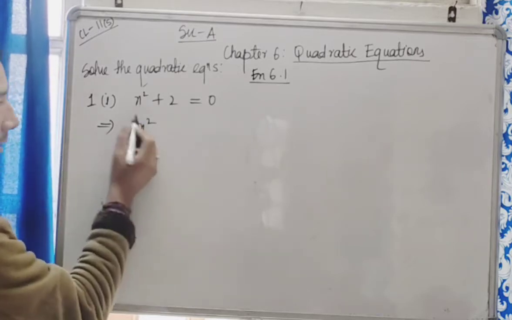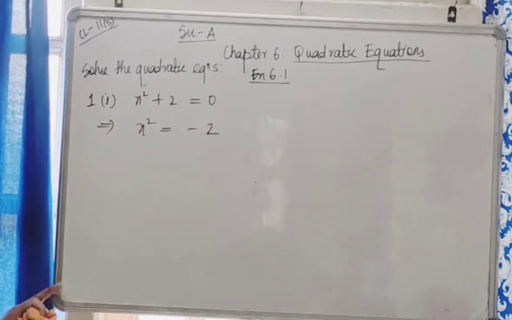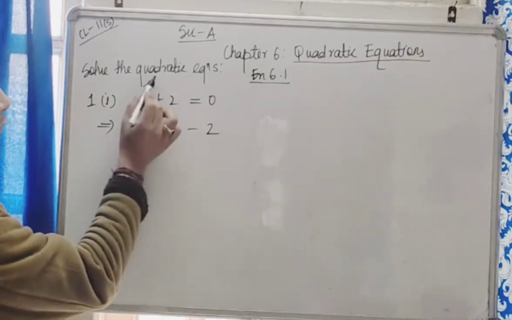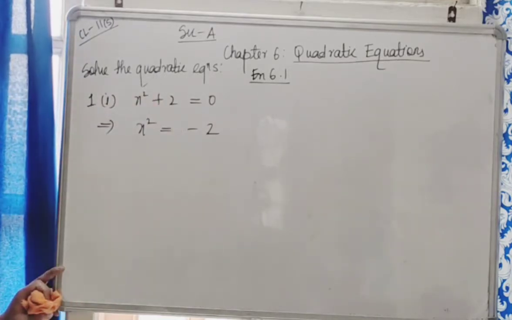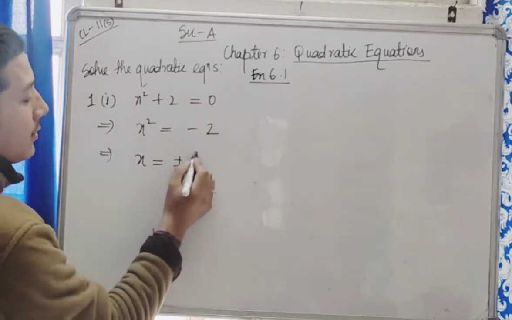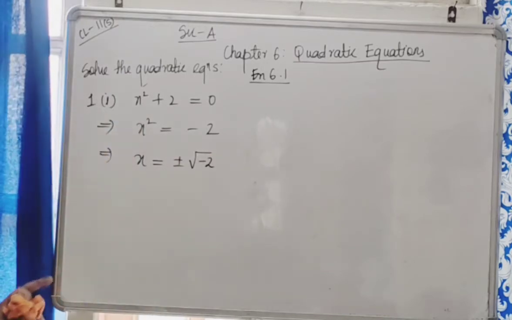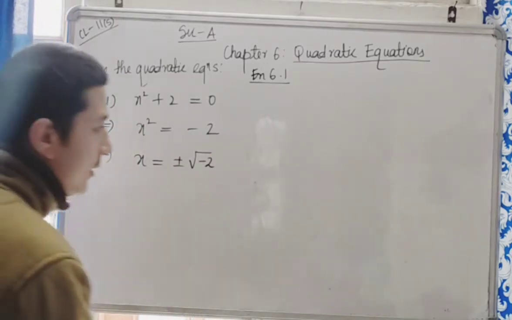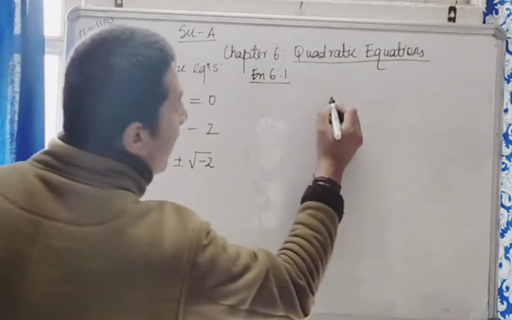So what will you do? x square is equal to minus 2. Now since it is a quadratic equation, exactly two values of x we will be getting, and the values will be plus minus under root of minus 2. But if you check, your answer will be in terms of i.